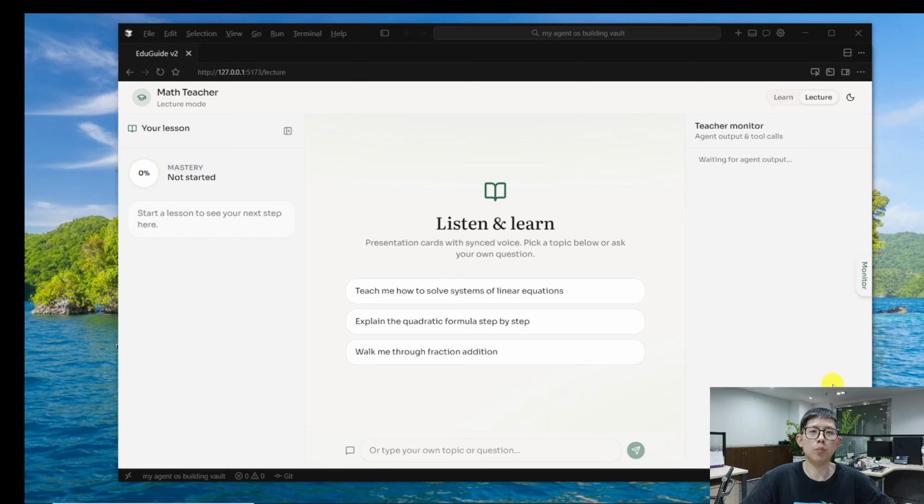So AI has been playing a big role in education. And I start with something small. I build math teachers. Let me show you an example of how this agent works. Let me shoot this example prompt. Say I want to learn about something like system of linear equations.